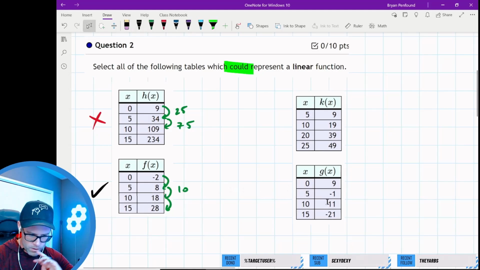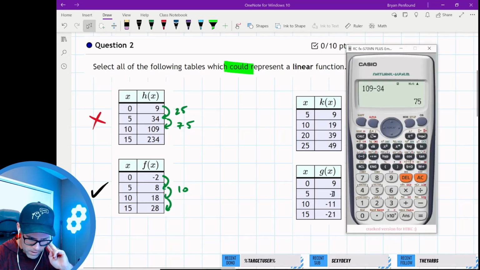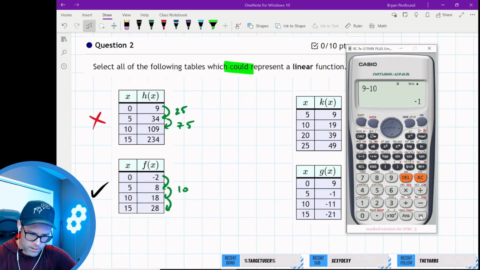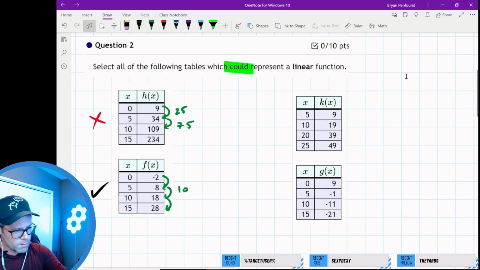What about this one? This one should be relatively straightforward for us to analyze. These are going to be decreases along the y-axis. But is that a 10 again? If I start at 9 and I subtract 10, I get to negative 1. Then if I subtract 10, I get to negative 11, and I subtract 10 again. So it looks like these are all decreasing by 10.